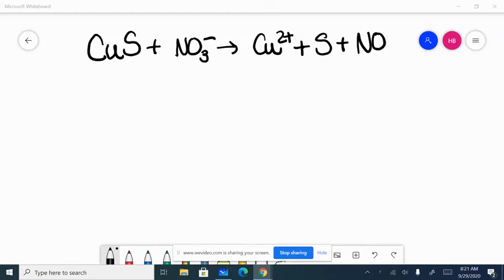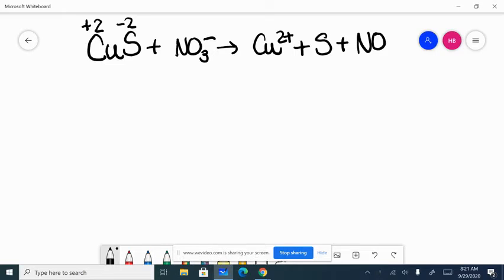Here's example 4 from your Redox worksheets. So this one's an acidic solution. First thing I'm going to do is assign oxidation numbers so I can figure out what's going on. Assigning oxidation numbers has a video also. If you can't remember how to assign oxidation numbers, you can go back to that.